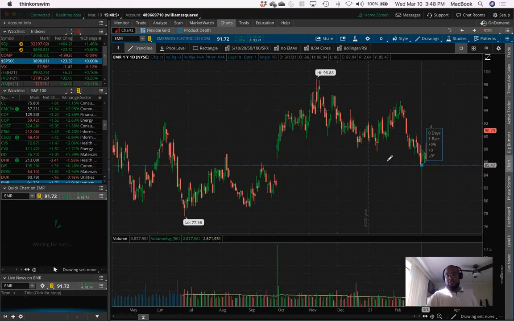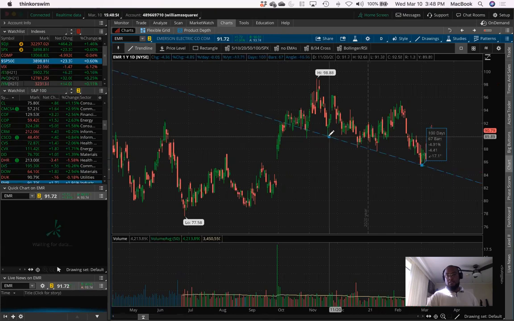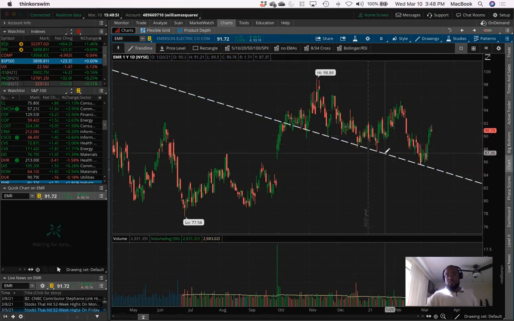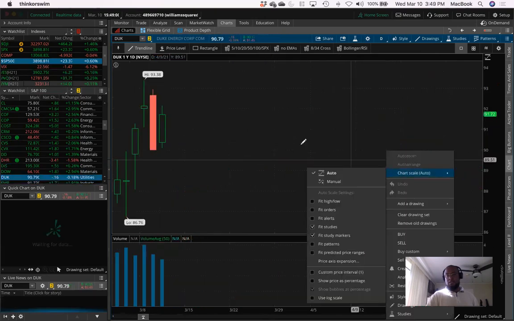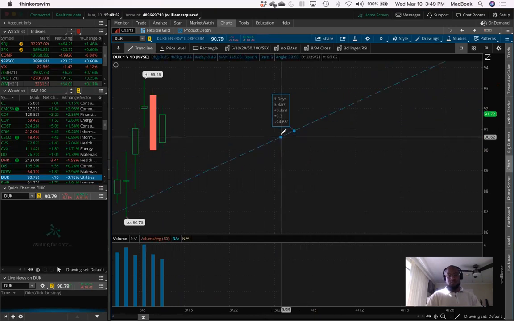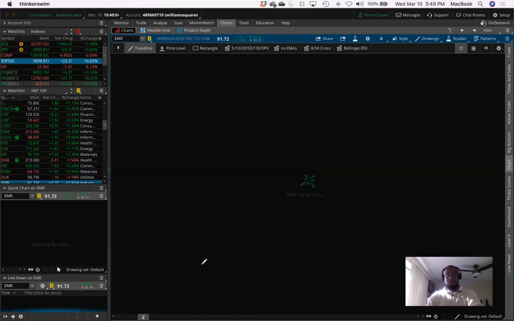This looks to be a downtrend right now. Look at that. 1, 2, 3. Let's duplicate. What the heck did this do? That thing just disappeared on me. Oh, that thing is wilding out right now.